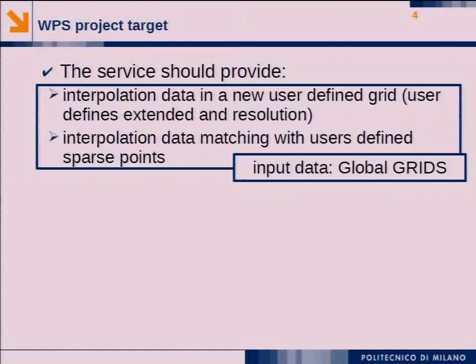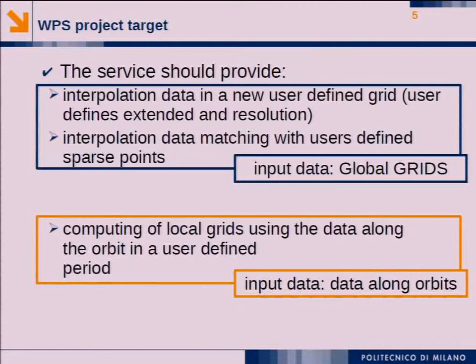And then another thing, we have computing of a local grid using the data along the orbit in a user-defined period. So in this case, the user wants to calculate a grid using the data along the orbit and not the data preprocessed in a global grid. Okay, go ahead.